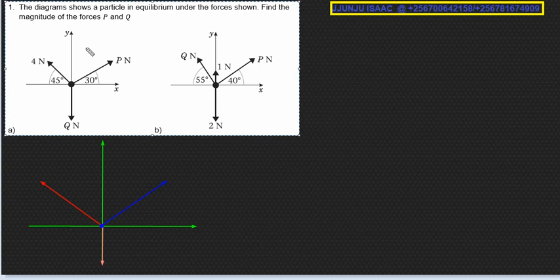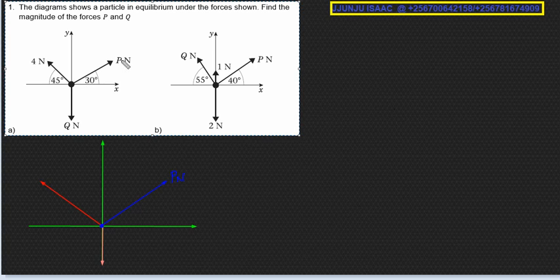So we need to know that when a particle is in equilibrium, there is no motion, so forces are balanced. Forces in one direction are equal to the sum of forces in the opposite direction. Now we always have to find the vertical force and the horizontal force, their sum in all directions. So let us first look at this force here. It is P N. We are going to handle force by force.